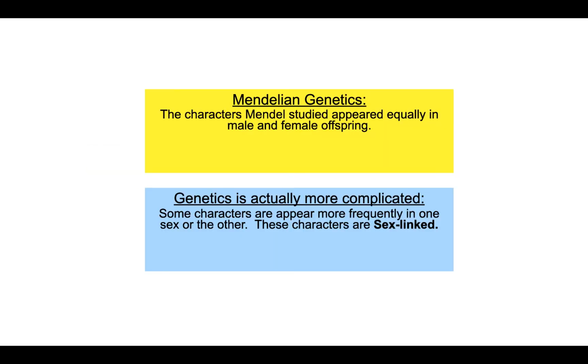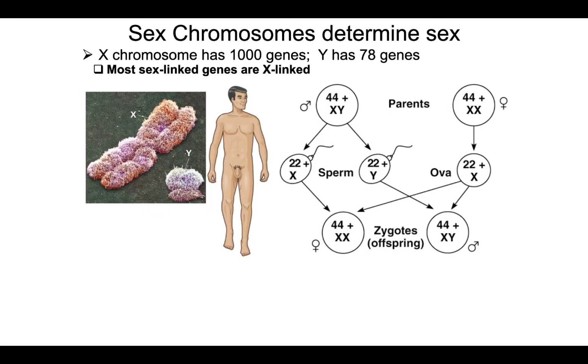Okay, now next, the characters that Mendel studied appeared equally within the male and female offspring, but that's not always the case. There are some traits, some characters, that are linked to sex determination genes on the same chromosomes that determine sex. For example, in humans, the XY chromosomes are the sex chromosomes. If you have an X and a Y, you are male. If you have two X's, you are female.